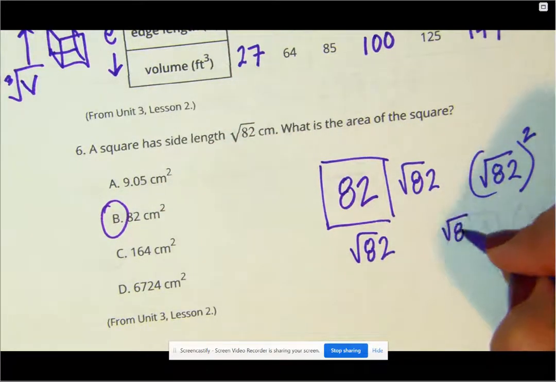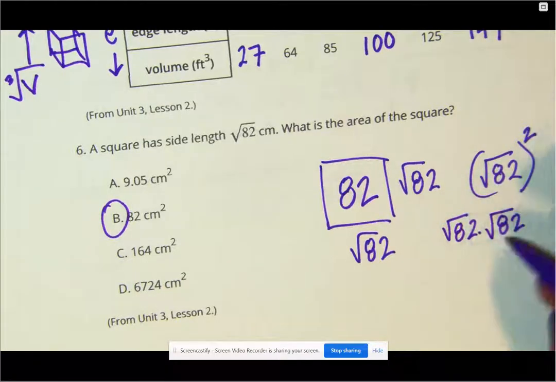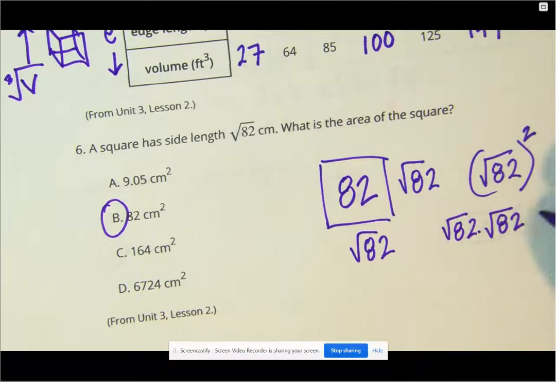I mean, if you want to look at it this way, you could also look at it this way. The square root of 82 times the square root of 82 is 82.